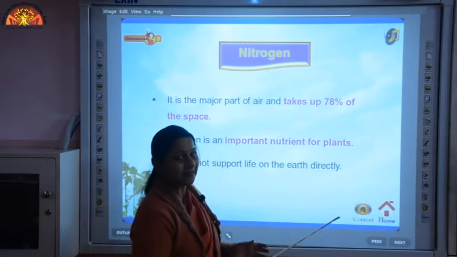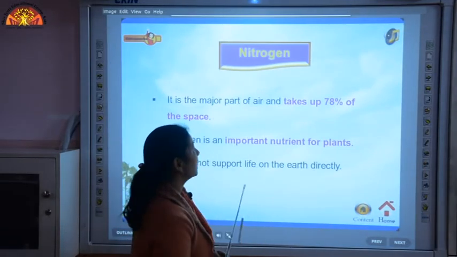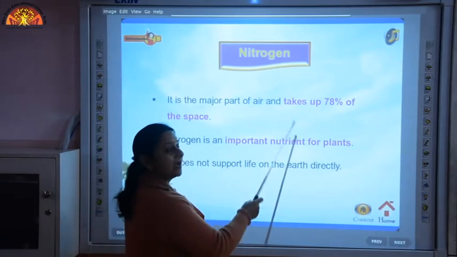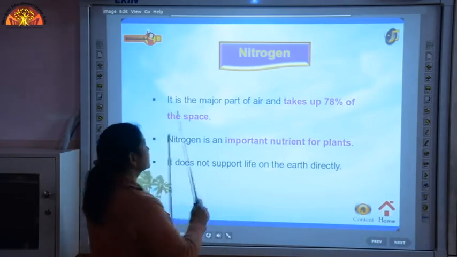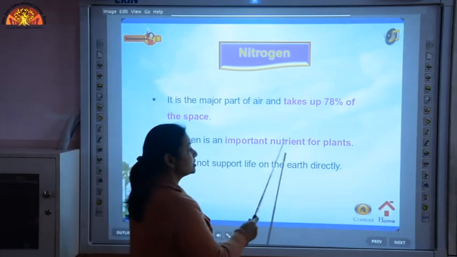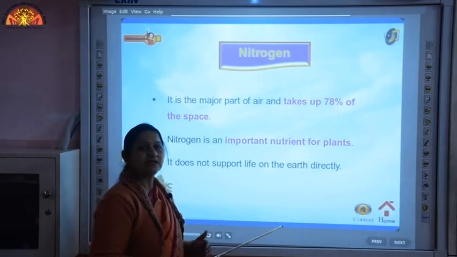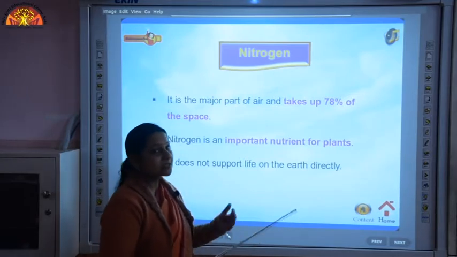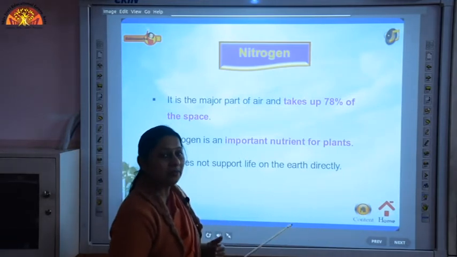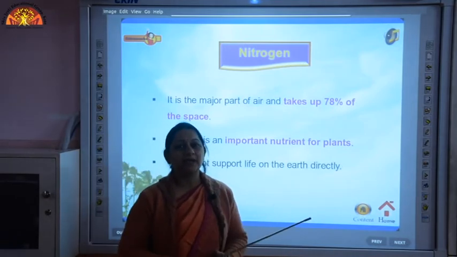The maximum part, that is nitrogen, is 78% in the air. It is the major part of the air, and it takes 78% of the space, and nitrogen is an important nutrient for plants. It is taken up by the plants from the soil. It is not used by human beings or animals. We people use it indirectly. It is not directly used by us.